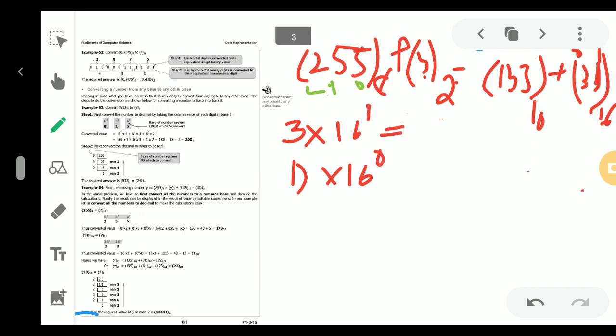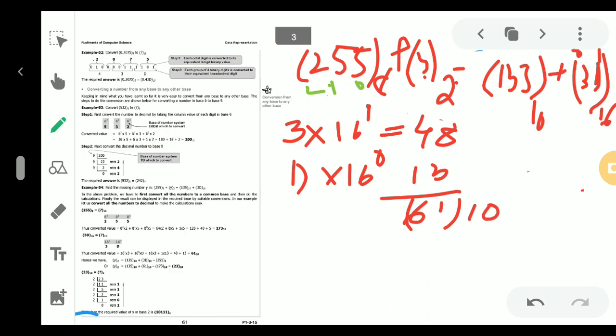3 into 16 to the power 1 means 16 into 3, that is 48. Okay, D means 13. 13 into 16 to the power 0, and 16 to the power 0 means 1, so 1 into D is only 13. If you add these two, the answer we are getting is 61 base 10. Okay.